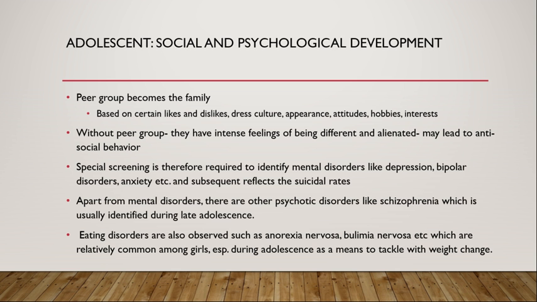Apart from that, there are social and psychological developments that take place during the adolescent phase. More than your own family, parents and siblings, your peer group is where you are comfortable sharing your opinions. You share your likes and dislikes, be it your dress culture, appearances, hobbies, interests, anything. So you are free to express all your likes and dislikes with your peer groups. Without those peer groups, they have intense feelings of being alienated or being different, and they may consider it an antisocial behavior, right? So therefore a special screening is required to identify mental disorders like depression, bipolar disorders, anxieties.